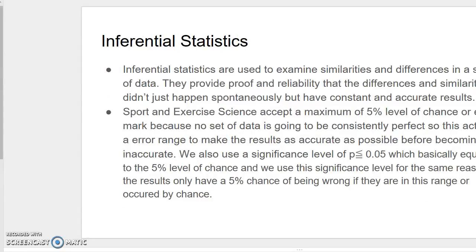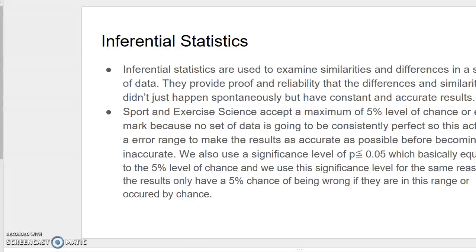The inferential statistics. These are used to examine similarities and differences in a set of data. They provide proof and reliability that the differences and similarities didn't just happen spontaneously, but have constant and accurate results.